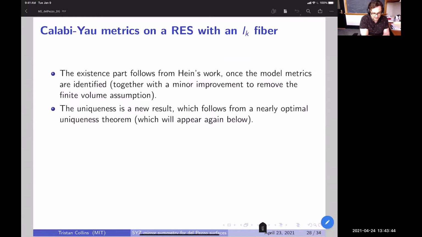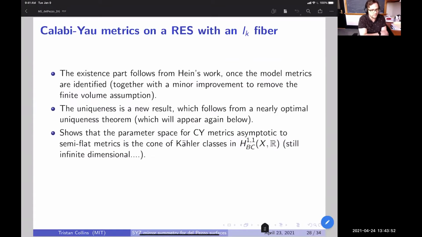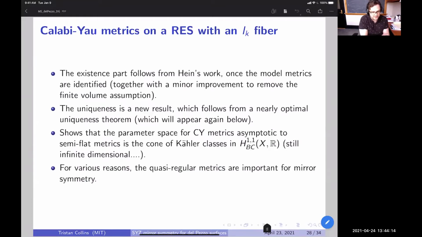The uniqueness part is new, and it follows from a nearly optimal uniqueness theorem, which I'll discuss again a little bit below. In particular, it shows that the parameter space for Calabi-Yau metrics asymptotic to semi-flat metrics is the cone of Kähler metrics in this Bott-Chern cohomology. So at least we have uniqueness in a given Bott-Chern cohomology class, which is still infinite dimensional, but at least it's slightly more manageable. And for various reasons, it turns out that these quasi-regular metrics are actually important for mirror symmetry. I probably won't get into it at the moment.